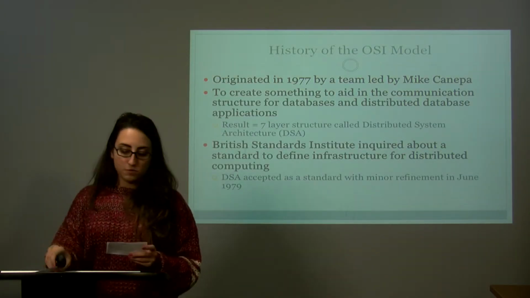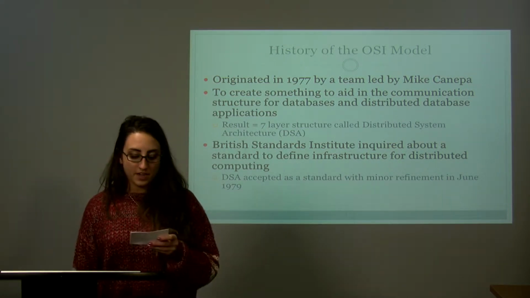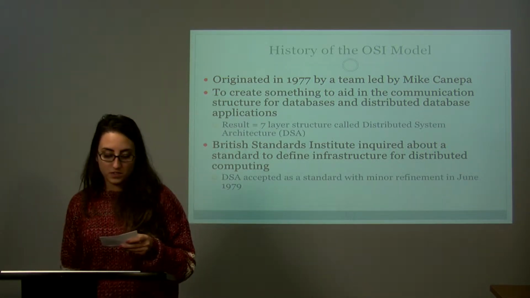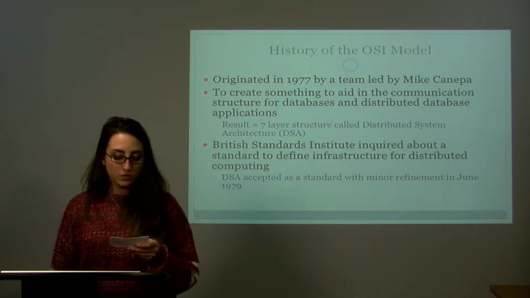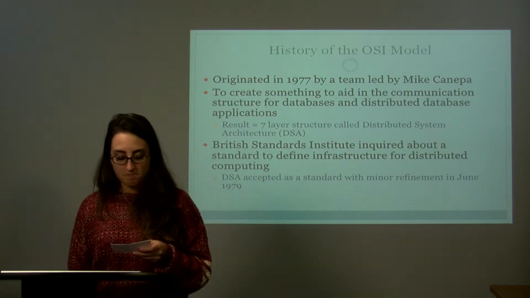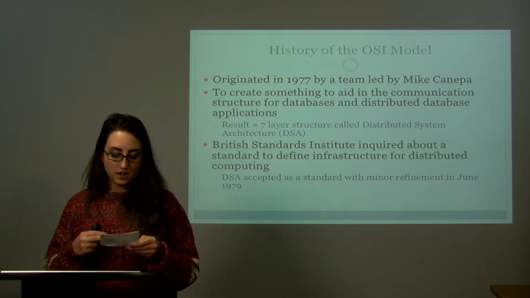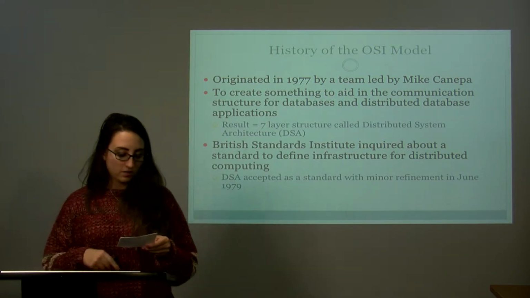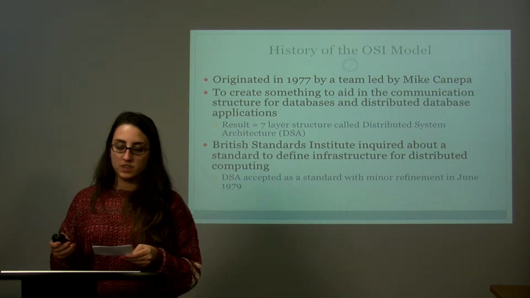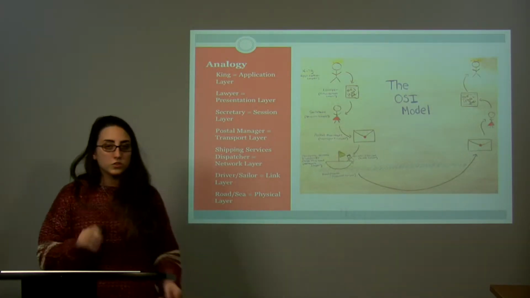So I want to start out with giving you a brief history of the OSI model. It originated in 1977 by Mike Campia. He wanted to create something to aid in the communication structure for databases and distributed database applications. The result was a 7-layer architecture called Distributed System Architecture, DSA. That same year, the British Standards Institute inquired about a standard to define infrastructure computing. What they found was that they adopted the DSA, and it was accepted as a standard with minor refinement in June 1979.